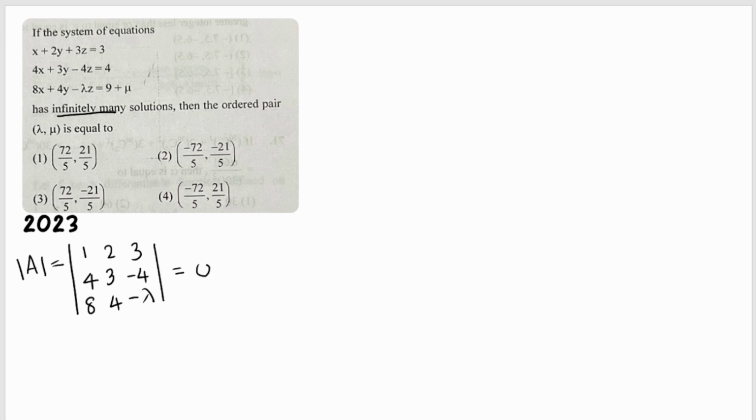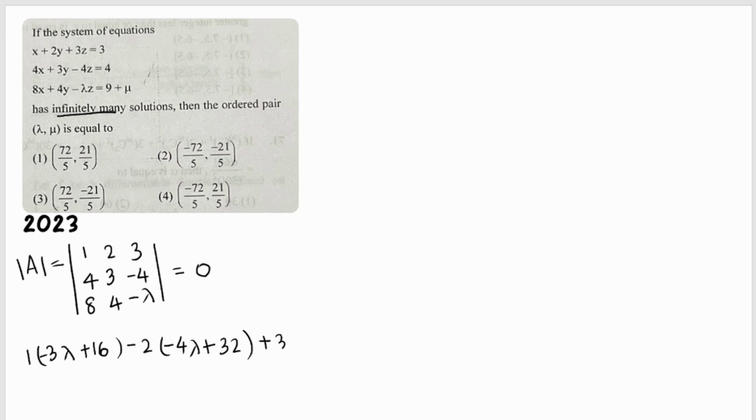Equating with 0. Now we'll expand the determinant. 1 into minus 3 lambda. Then you have minus 4 into minus 4 is minus 16, which will become plus 16. Minus 2 minus 4 lambda. You have minus here. Then 8 into minus 4 is minus 32. Minus of minus 32 is plus 32.